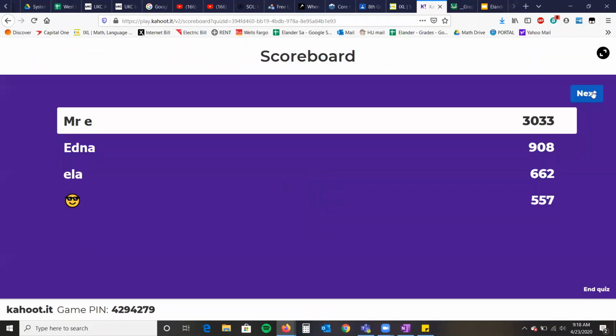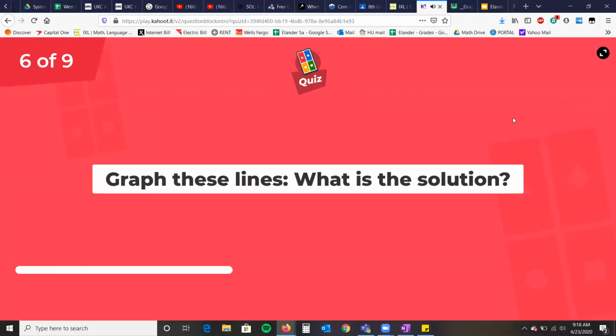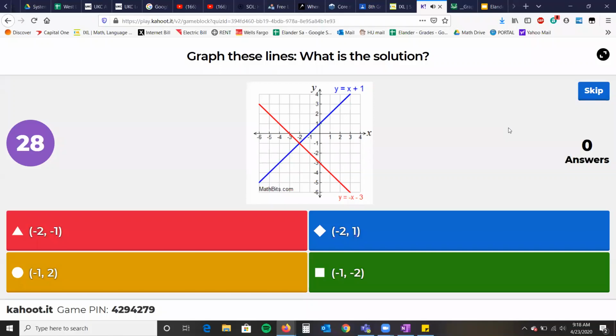All right. Next question. Good job, guys. Nice. All right. Graph these lines. What is the solution? So once again, if we have these two lines and we graph them, what would our solution be on this? So it's asking the same sort of thing. Where's the solution?